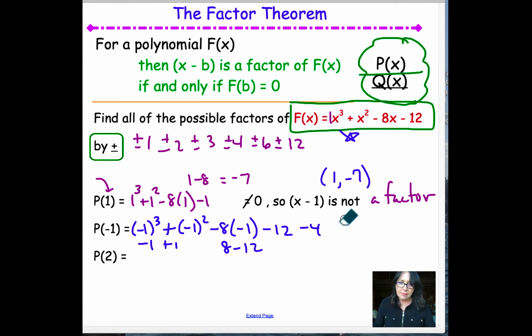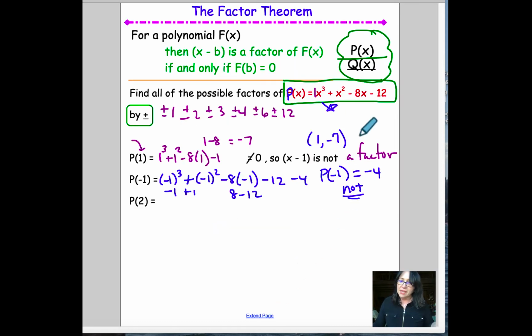It means that P of negative 1 is equal to negative 4, which means it's not a factor. Okay, great. It's not a factor, but it is a point. So at negative 1, negative 4, my graph is crossing there. So you would just keep using these until you found a factor.